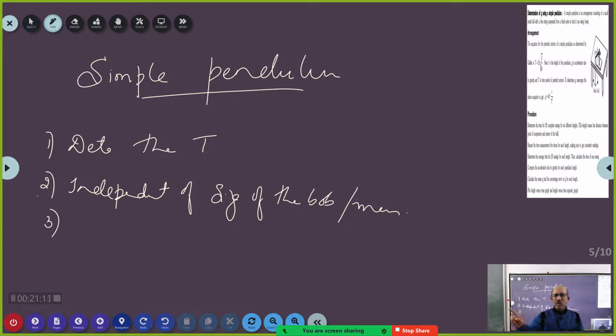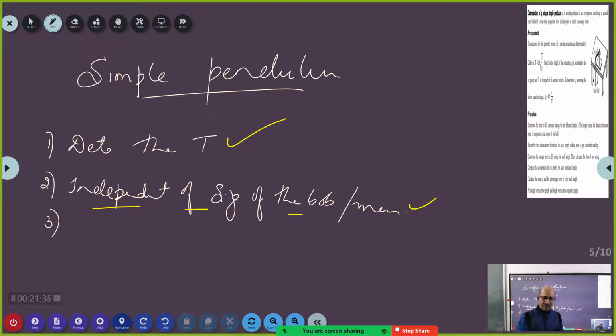So you took 10 oscillations, right? 10 oscillations you took and divided by 10. That's precisely what you did. Correct? Okay. So this part of the experiment you have conducted in your high school. Correct? Yes, sir. And this part of the experiment. Yes, sir. So both you have conducted in 10th standard. Am I right? Yes, sir. That is precisely.